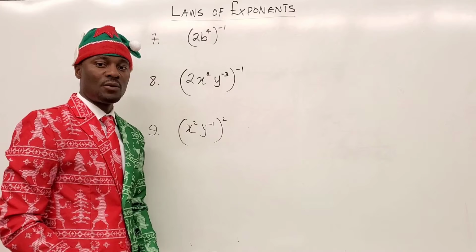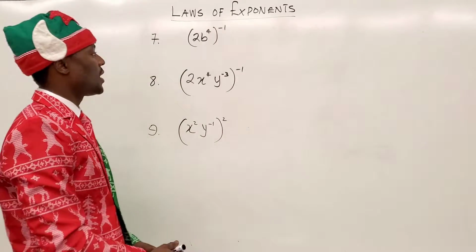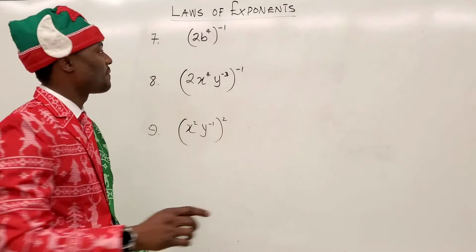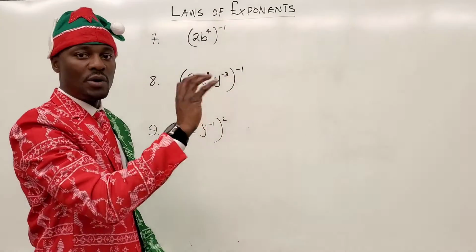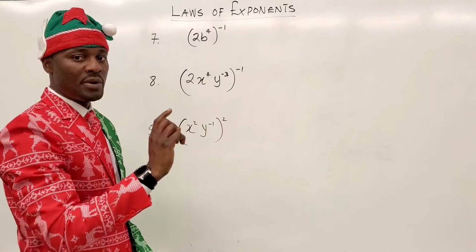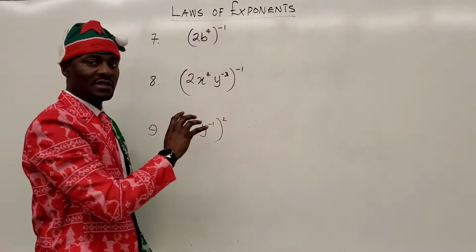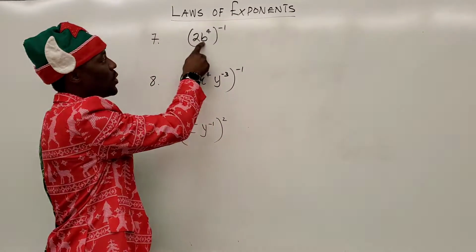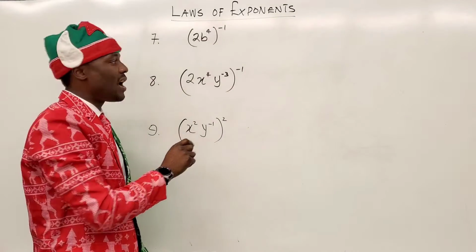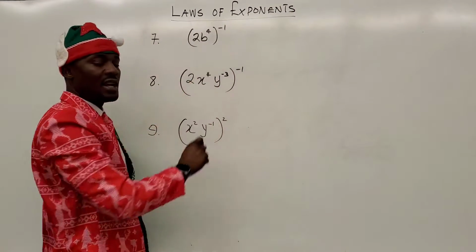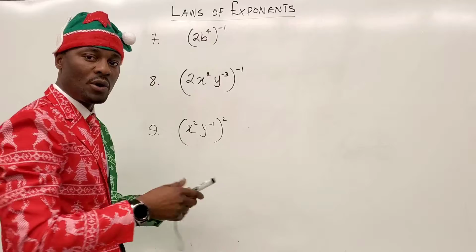So we have another set of questions on the board. Let's start with the first one. Don't forget, this is the power of a power. Remember, you have to note how many bases are inside the parentheses. So right here we have 2, we also have b. So both of them have to share in this power, or you distribute the power over them.